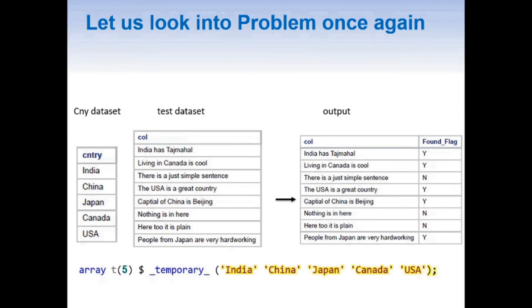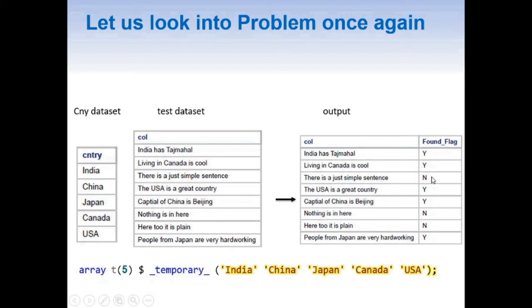Now let us look into the problem once again. Here we have the test data set, and for each observation we want to look into all the values of this particular variable, and if any of these values are there in this particular observation, we want to create a new column and it should have the value y. And in the case of the third observation, if any of these values are not there, then it should have the value n.